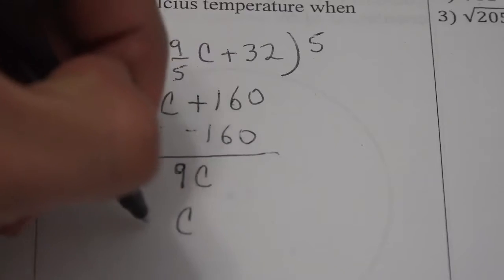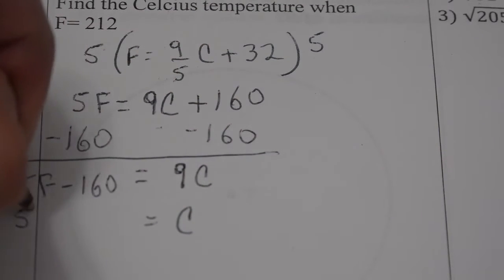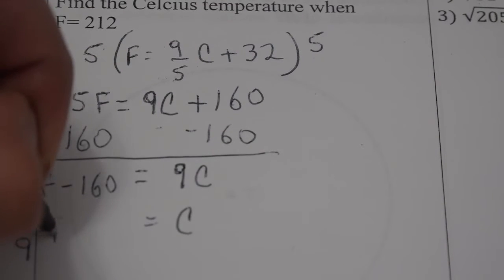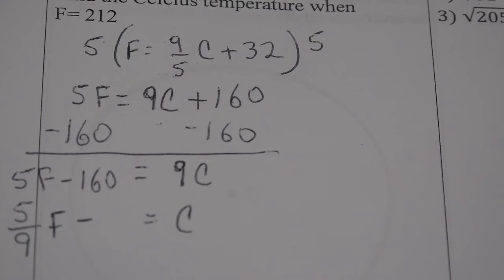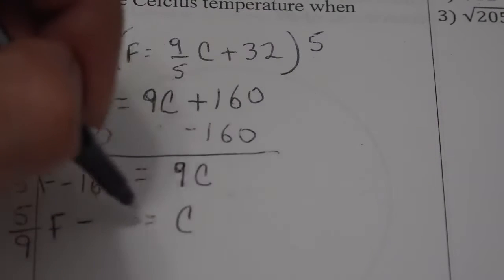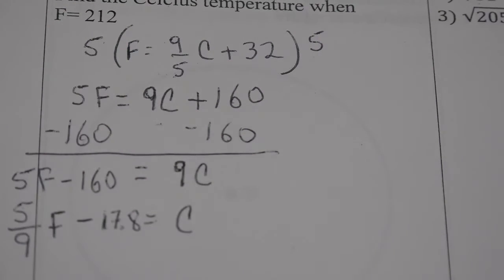So if I divide by 9, I get what? Well, 5 divided by 9, just 5 over 9. I'm not gonna sweat it. F, right? Minus, and now what is 160 divided by 9? It's 17.8, or 17.78 if we round it. Okay then, now to answer the next question.